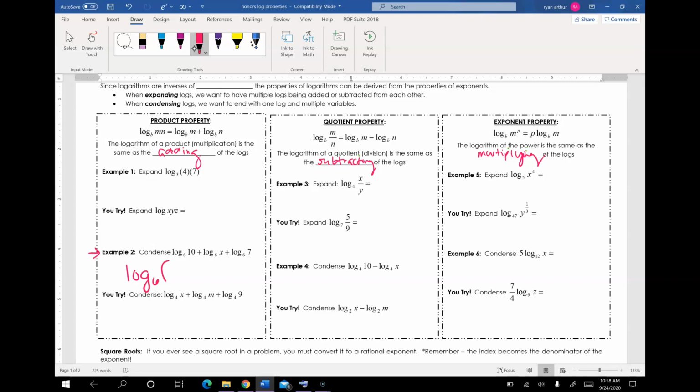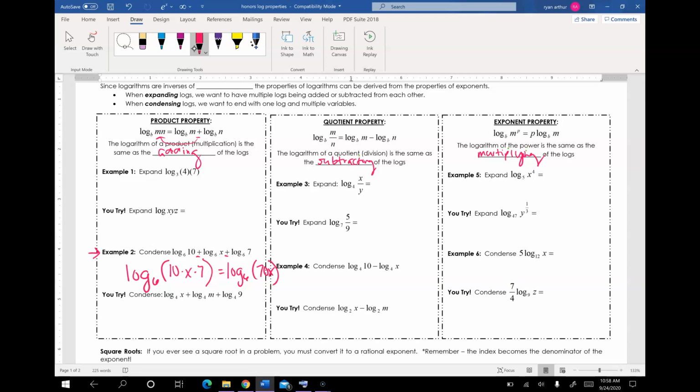So if you look, I am adding both these logs. Well, adding means to multiply. So we're going to say 10 times x times 7. Now, if you can simplify the inside, you need to simplify. And we can say the 7 times the 10. So my final answer is log base 6 of 70x.